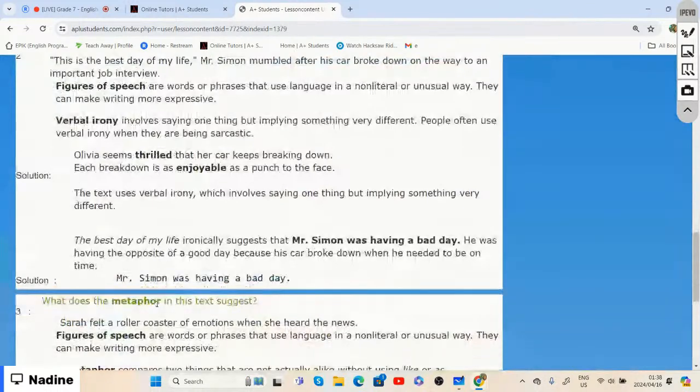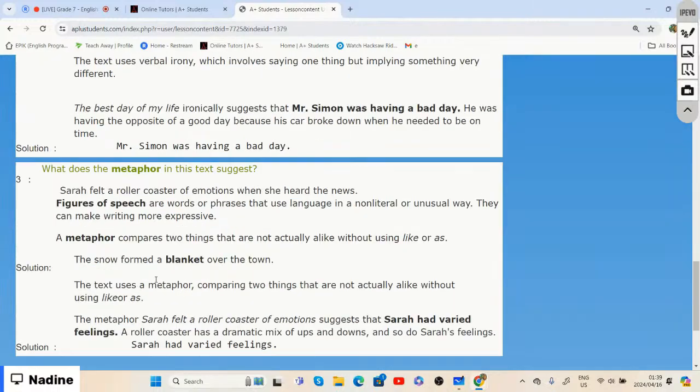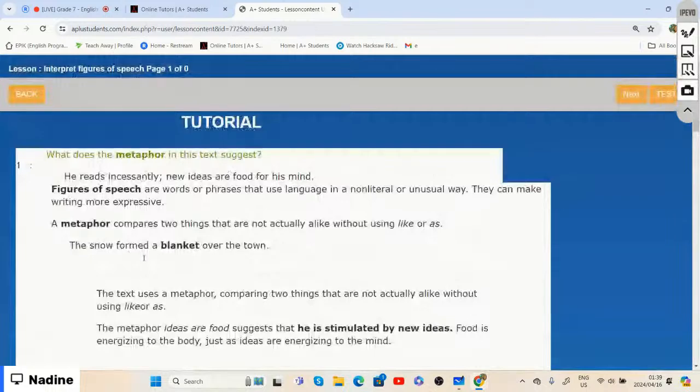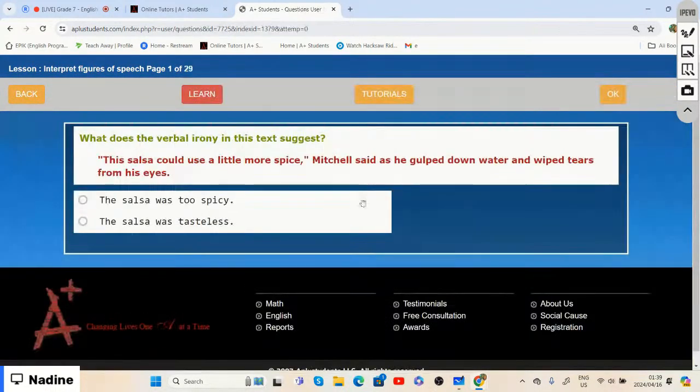Right? And then we have verbal irony, and we said it involves saying one thing but implying something different. And people often use verbal irony when they are being sarcastic. All right, let's go to our test.